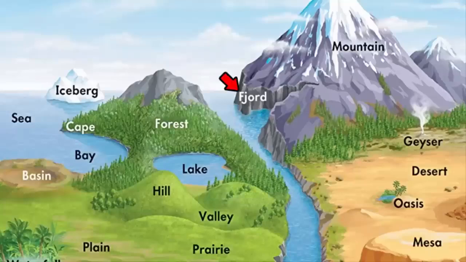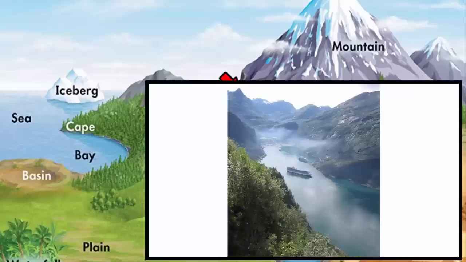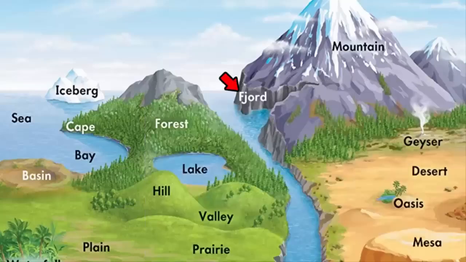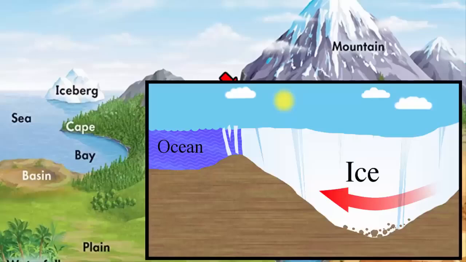The next one is fjord. The F is silent when you pronounce it. These are long, narrow, deep inlets of the sea between high cliffs. How are they formed? They are created by glaciers. I just told you how glaciers are formed, right?